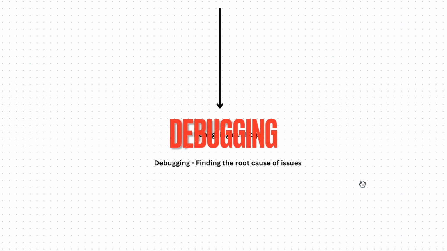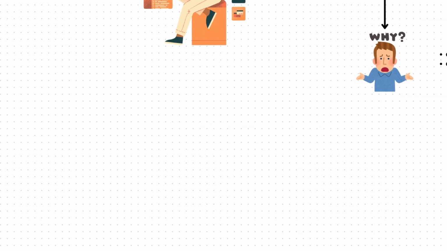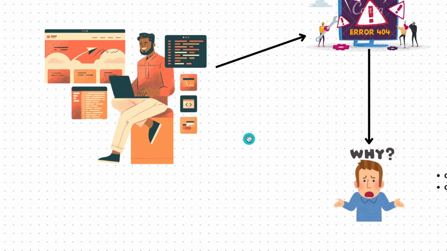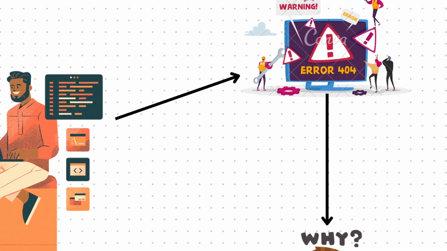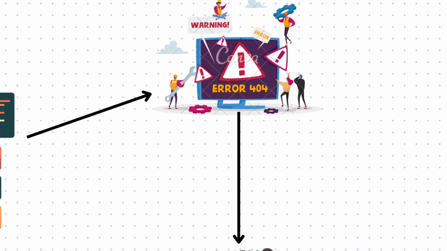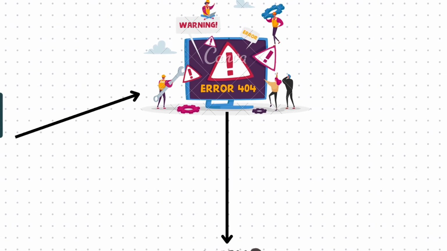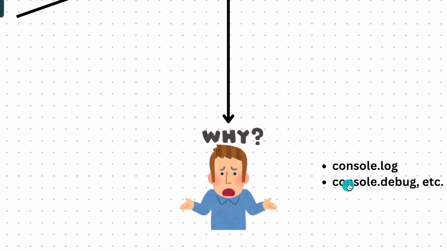So what is debugging? In layman's terms, it is something that helps you find the root cause of issues. Let me take an example through this website. Let's suppose a developer creates a website, but when he deploys it, the website is throwing errors. How can the developer know what is the main cause of this error and how to resolve it? This is where debugging comes into play.